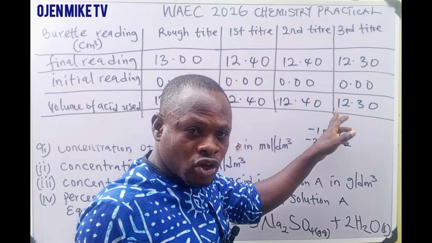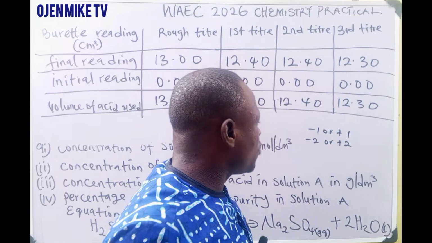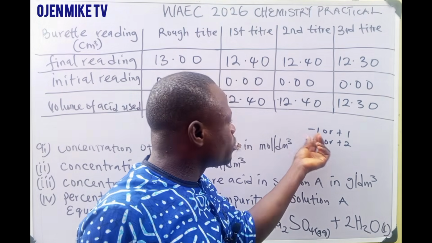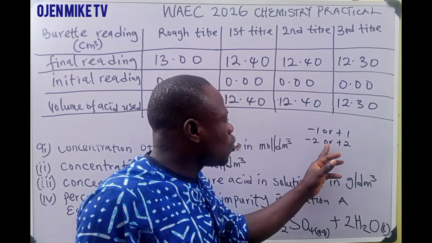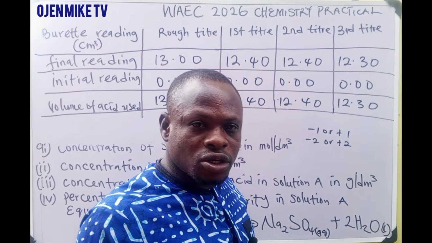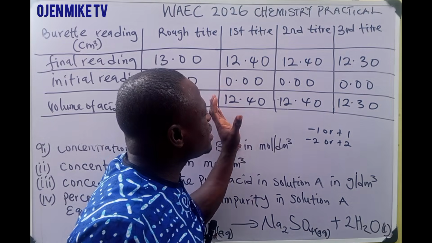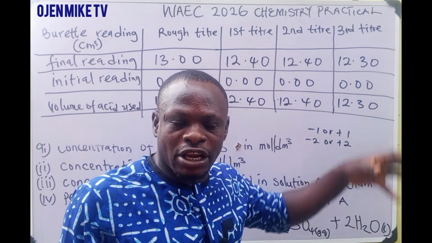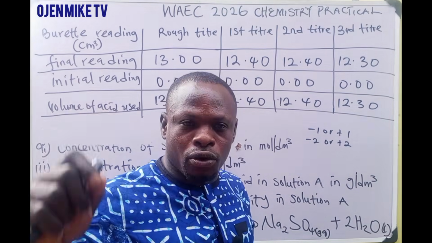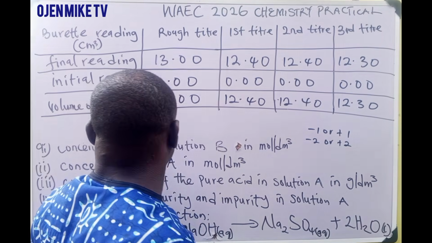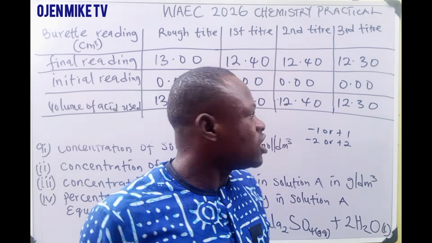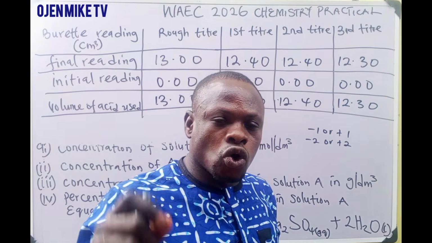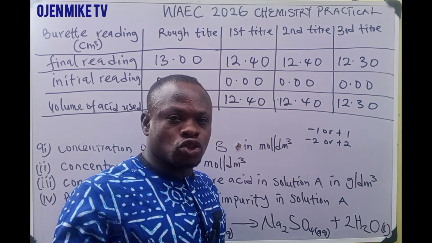12.20. Do you understand? That is how to prepare your table, but the range of the value should be what? -1 or +1, and -2 or +2. Is that understood? So at the end, this is how we are able to generate our table so that we can use it and calculate the first one, which is the average volume of acid. This is our table. Now let's go to the first one, which is what?